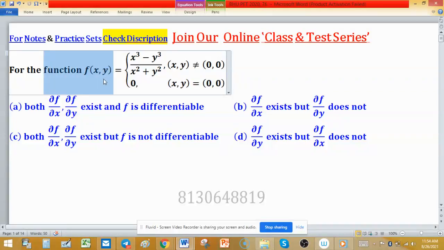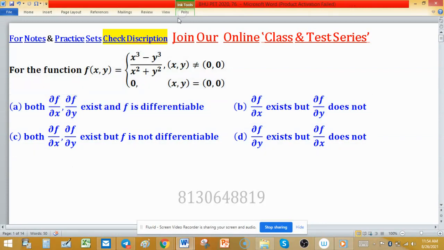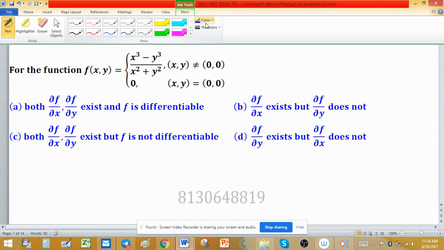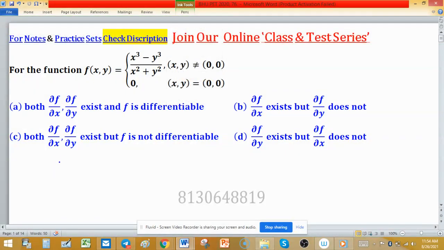For the double variable function f of x, y defined by this structure, we are asked about the partial derivatives with respect to x and y and the differentiability of the function over the domain. So we have to check the partial derivatives and the differentiability of the function over the domain. First we are going to check the partial derivatives of this function. Does the partial derivative exist or not?